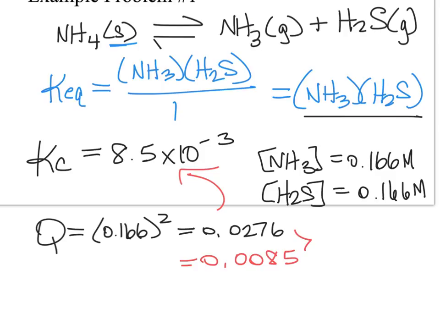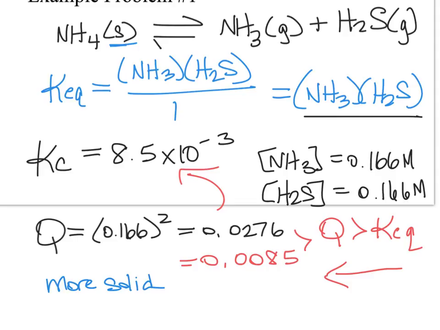Okay, looking at these two numbers, I see that Q is greater than KEQ. So that tells me that I have more products than when the system is at equilibrium, and so it is going to shift back to the left. Or in other words, more solid. Oh, this was ammonia. I'm sorry, I did not write the full compound name up here. It's NH4HS. So we get more solid NH4HS.